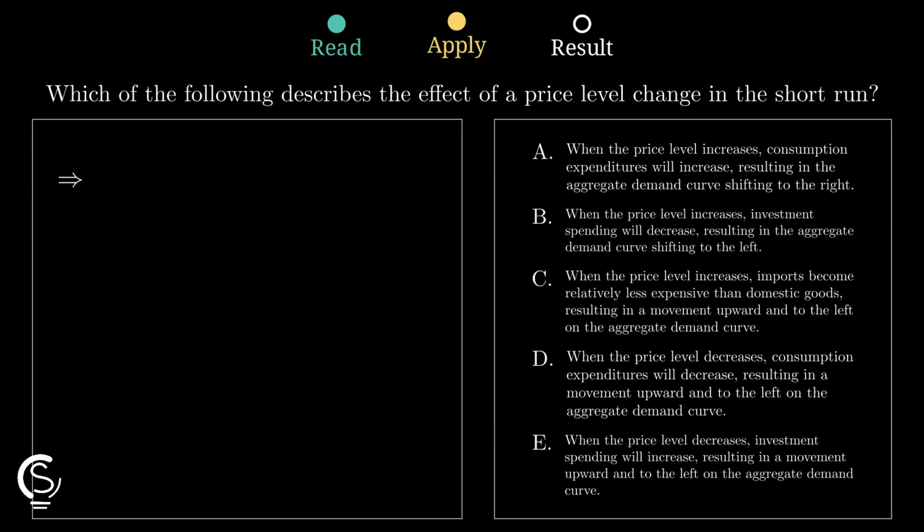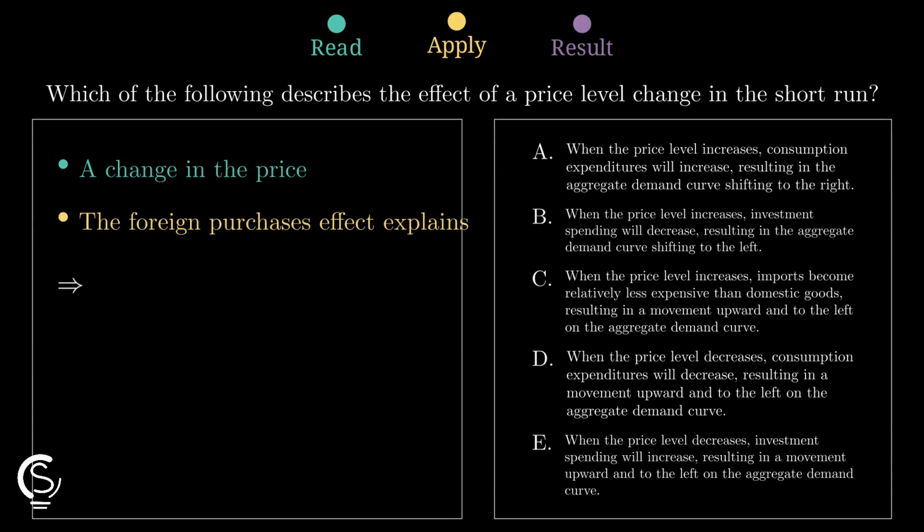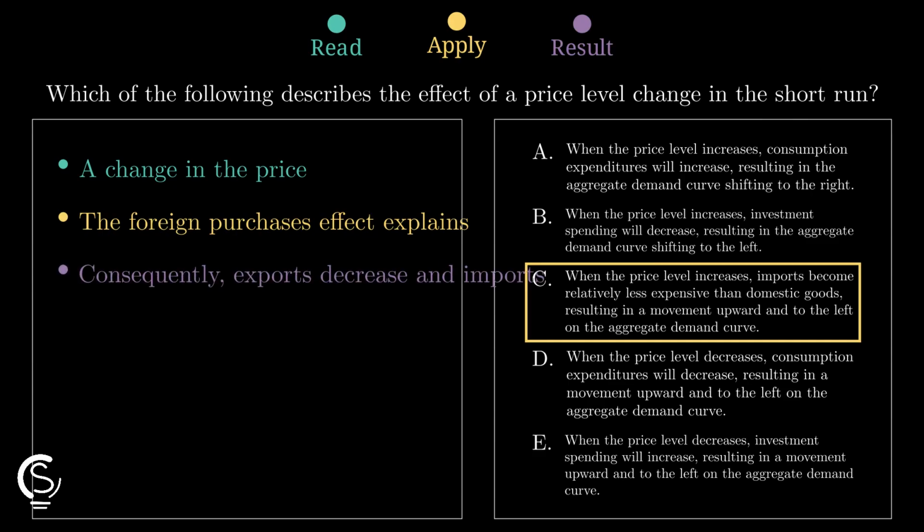The foreign purchases effect explains that when domestic prices rise, our goods become more expensive for foreigners. Meanwhile, foreign imports become relatively cheaper for us, so we buy more of them. Exports decrease and imports increase, reducing net exports. This causes a movement upward and left along the curve, making option C the correct choice.